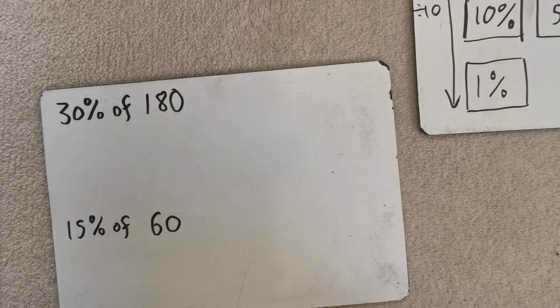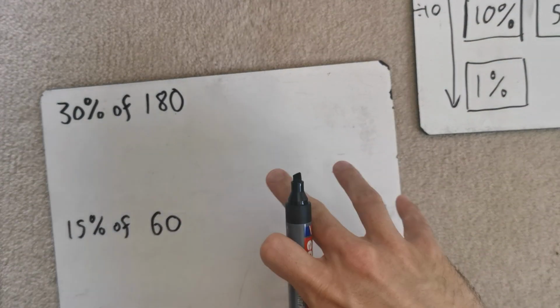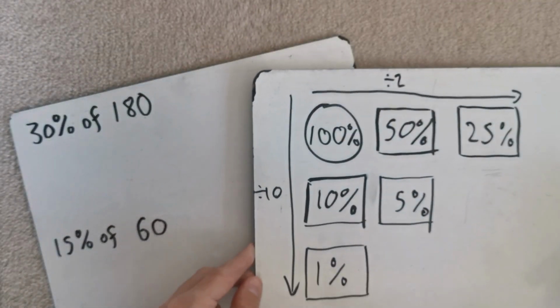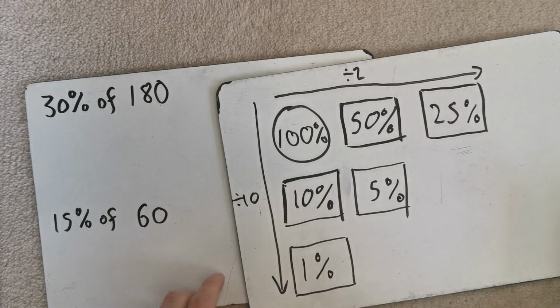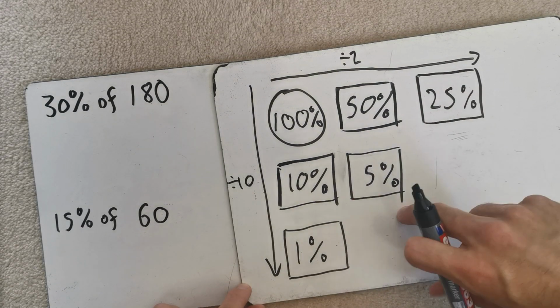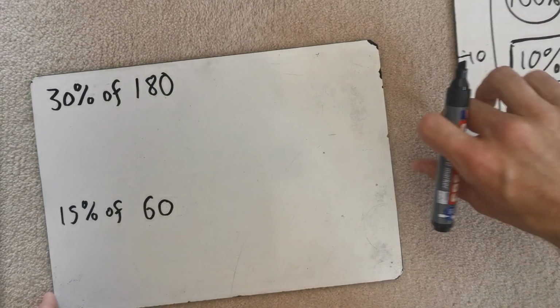Okay, right. To find 30% of something, we've got to use the building blocks that we know how to find. Okay, what do we know? What can we use to make up 30%? I'd say the easiest thing, you could do 25% and 5%, but I think there's an easier way. Okay, 3 lots of 10%, I think is the easiest way to do this one.